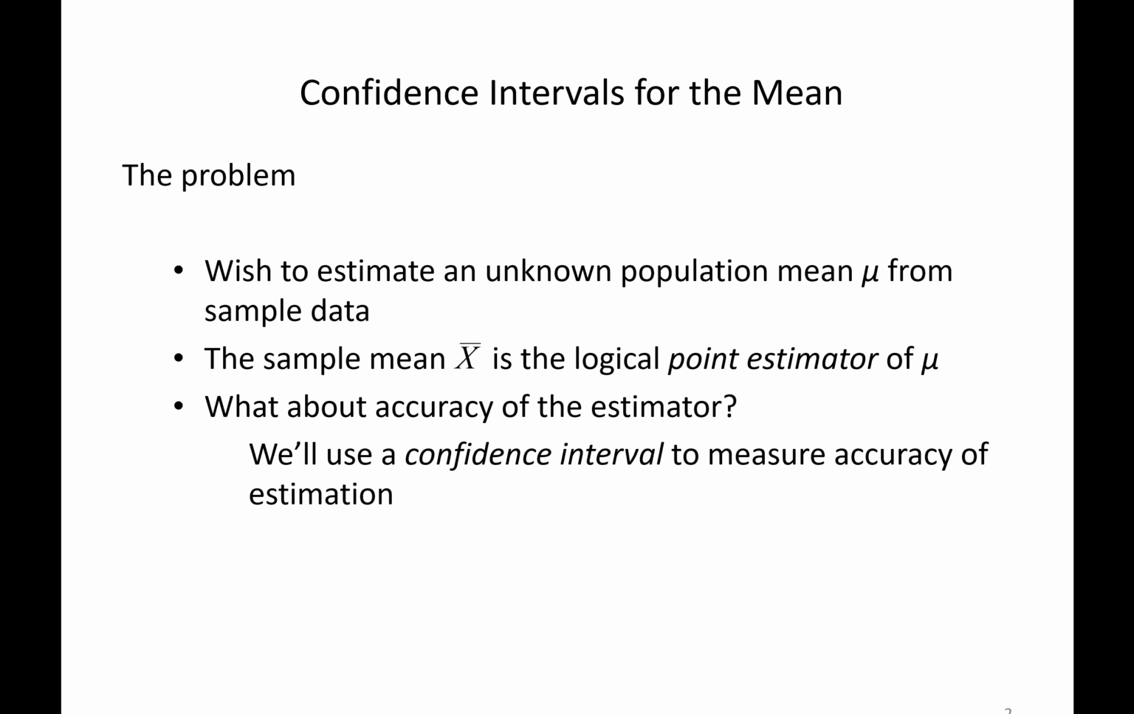And the problem that we are faced with is estimating the unknown population mean mu. And all we have to do that with is sample data. And the sample mean x bar is the logical point estimator for mu. And you'd say, what's a point estimator? Well, it's a single point. If someone were to say, given the data that you have, what's your best guess? You would just say x bar.